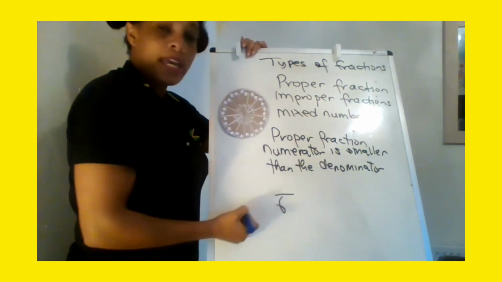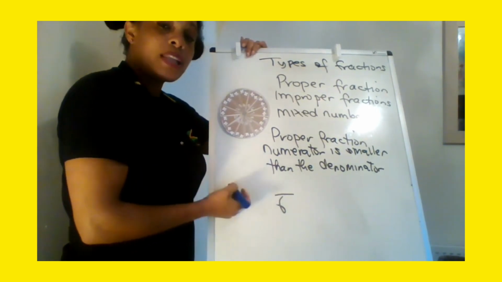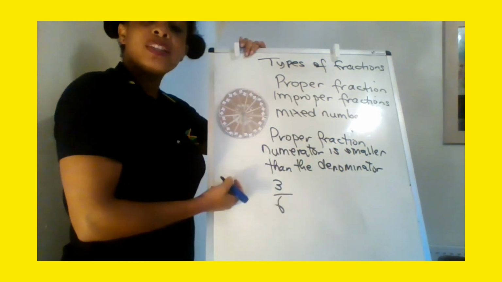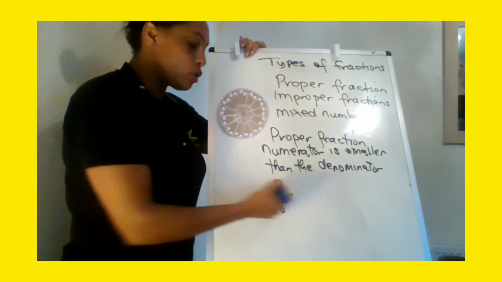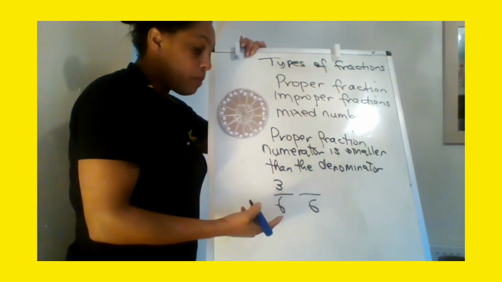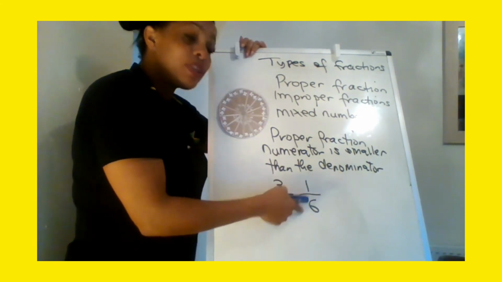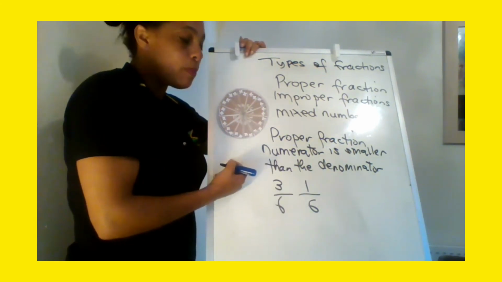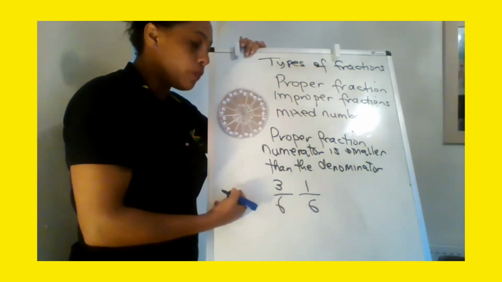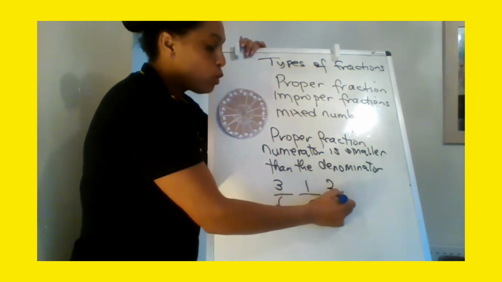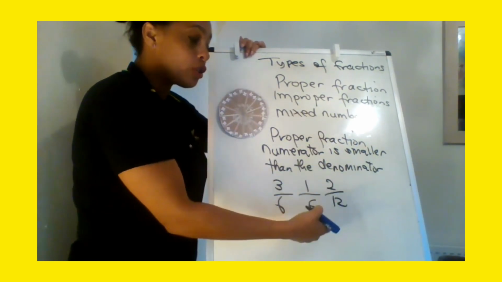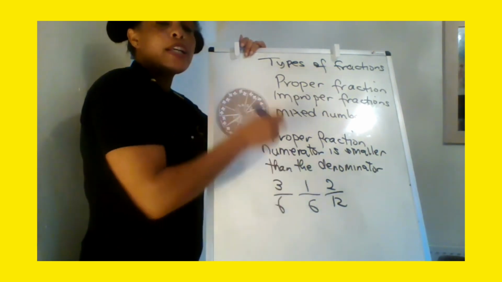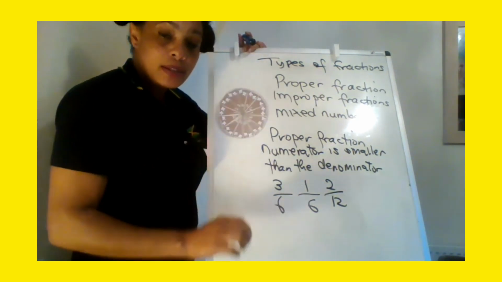So out of 6, if I have 6 out of 6, that means I have the whole thing. But if I take a part of it, 3 out of 6, that's a proper fraction. Still out of 6 if I want to keep it out of 6. If I take 1 out of 6, it means I have more left, because only one part is taken out of the 6 parts. That's a proper fraction. So 2 out of 12, that's a proper fraction. A proper fraction is less than 1. It is where the numerator is smaller than the denominator.